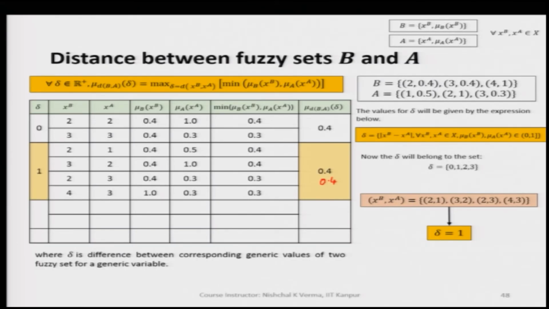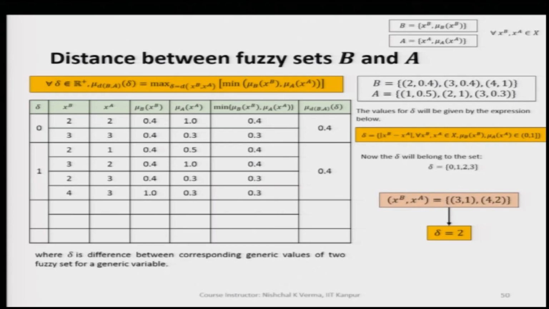So, if we look at this, we have completed all the entries corresponding to delta is equal to 1. Now, let us move ahead and fill all the entries corresponding to delta is equal to 2.